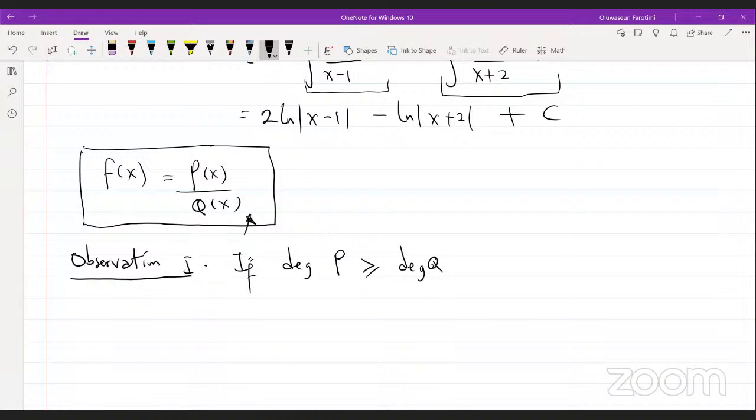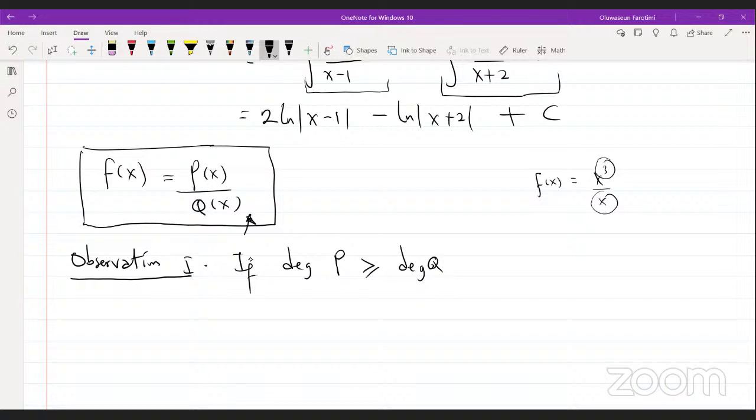What happens? Let me give you an easy example, guys. Suppose I have a function, let's say x cubed divided by x. The degree of the top is a 3, and the degree of the bottom is a 1. Okay, that's just an example.